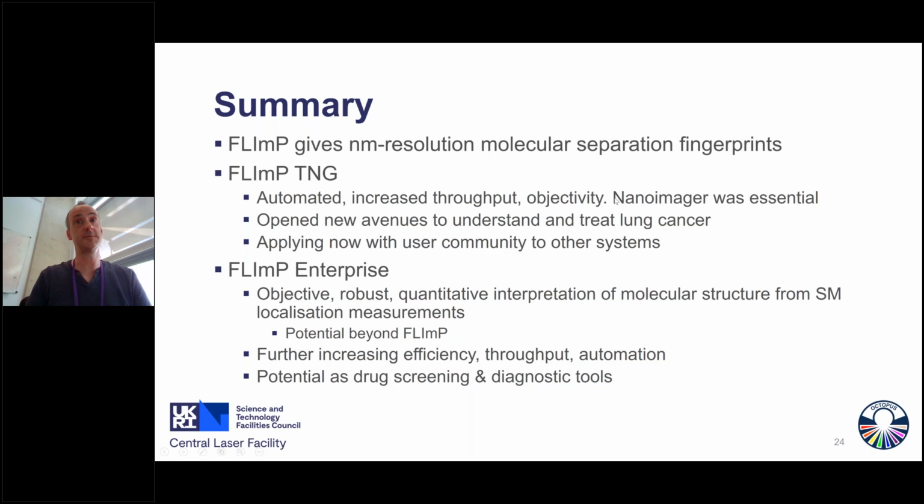The Nanoimager was essential to automating this acquisition. It's opened up new avenues to understand lung cancer, and we're looking at applying it further in that direction and along those routes, and also applying it with the user community. And we would like to apply our techniques. We think we'll develop and apply our analysis techniques as well to other techniques in terms of understanding molecular structure from other sort of localization techniques beyond FLImP.